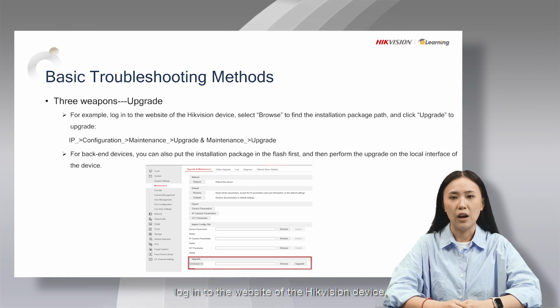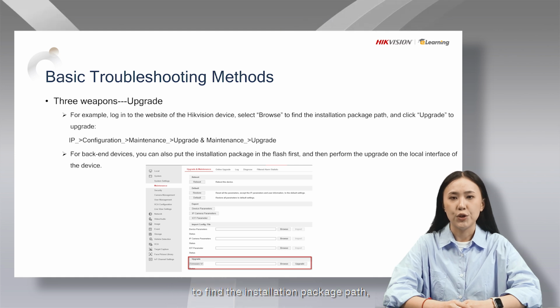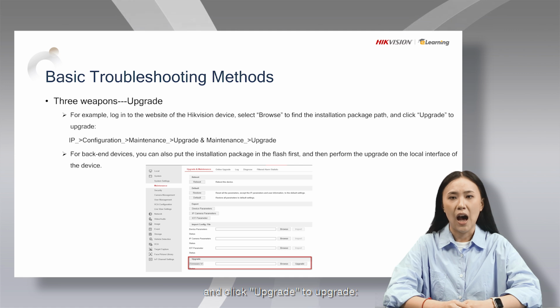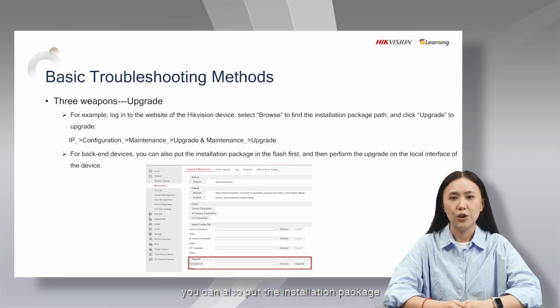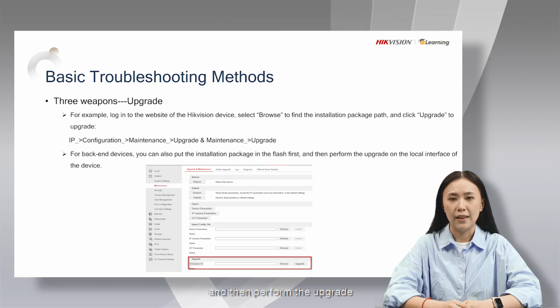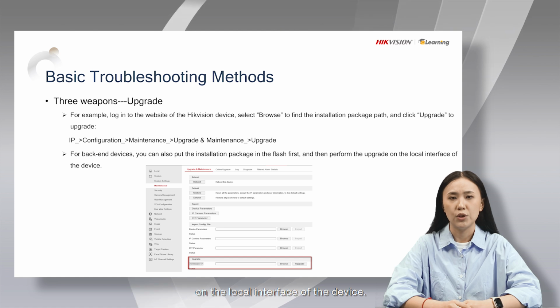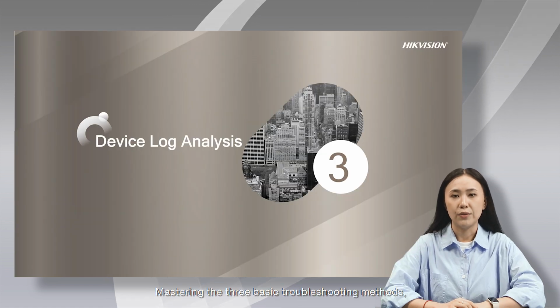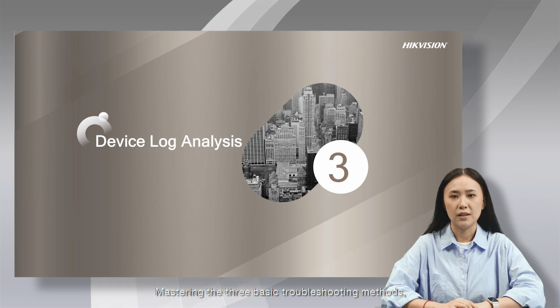For example, log into the website of the Hikvision device, select Browse to find the installation package path, and click Upgrade to upgrade. For backend devices, you can also put the installation package in the flash first, and then perform the upgrade on the local interface of the device. Now you have mastered the 3 basic troubleshooting methods.